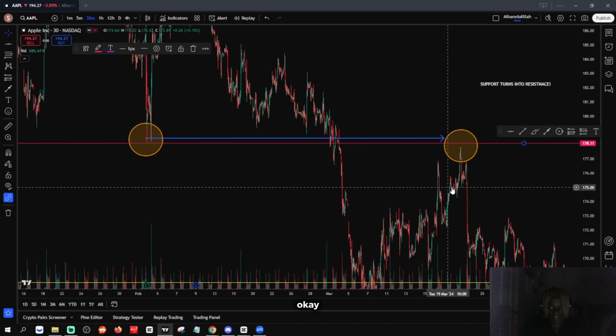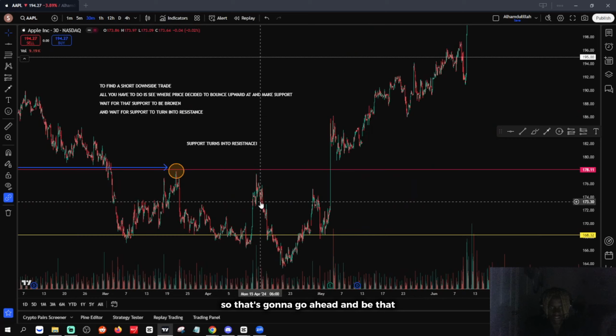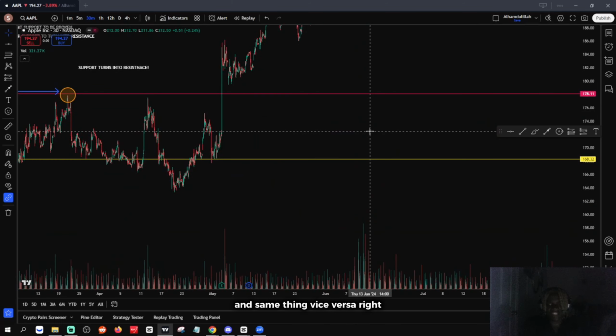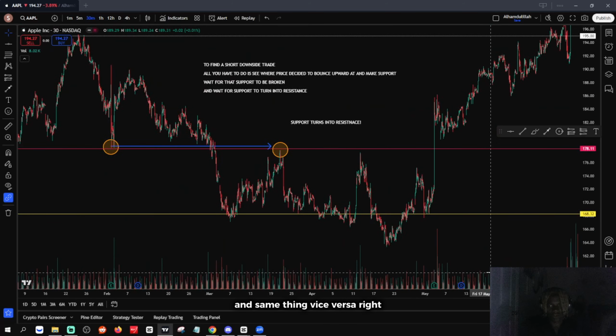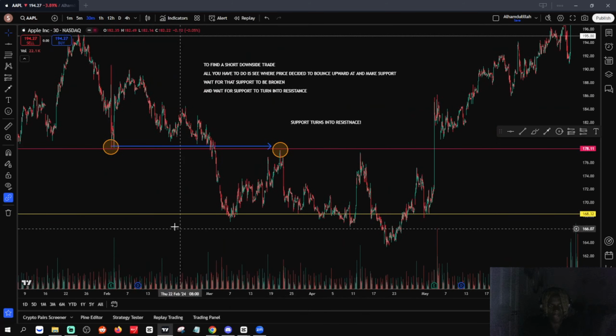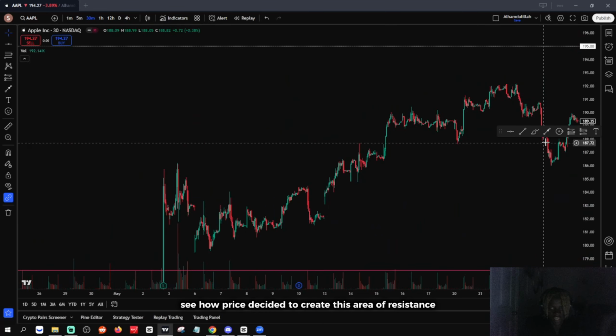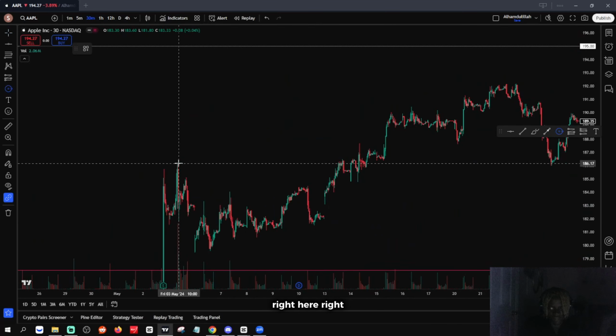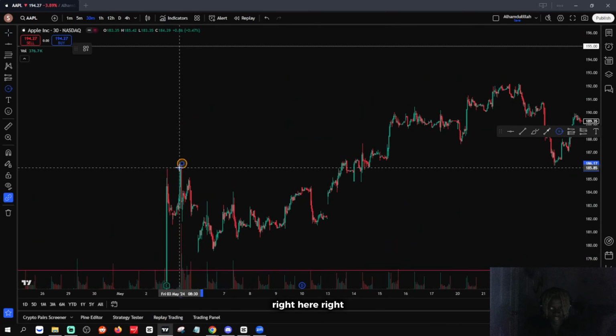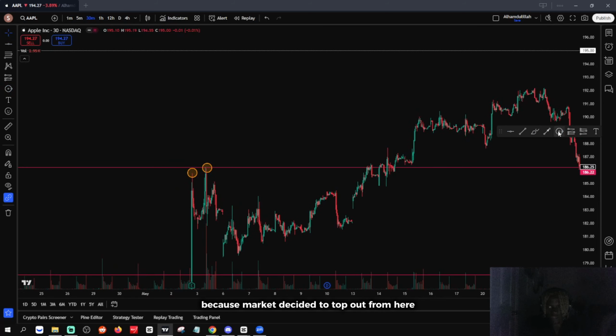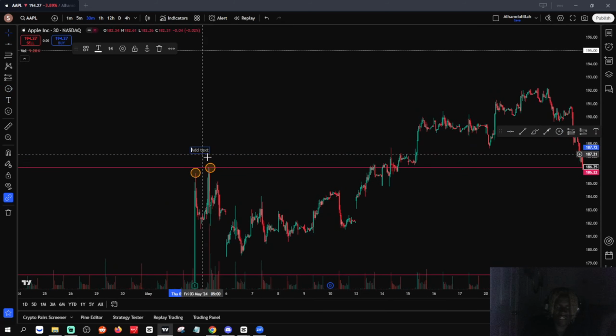So that's going to be that. And same thing, vice versa, if the market is going to go long. I'm going to show you an example here. See how price decided to create this area of resistance right here? This is going to be an area of resistance because the market decided to top out from here.